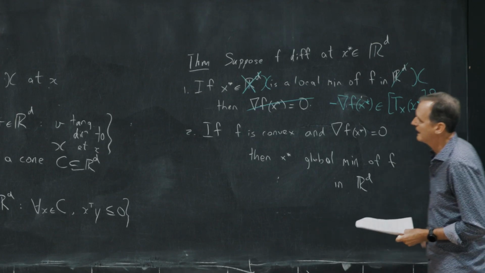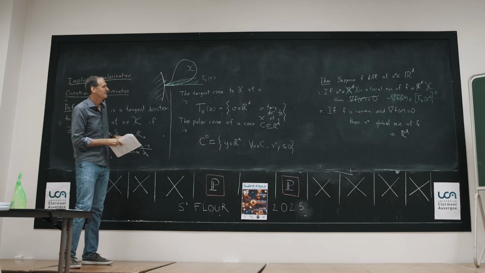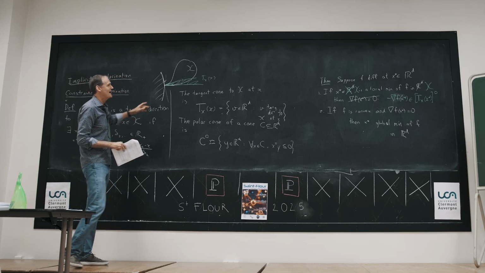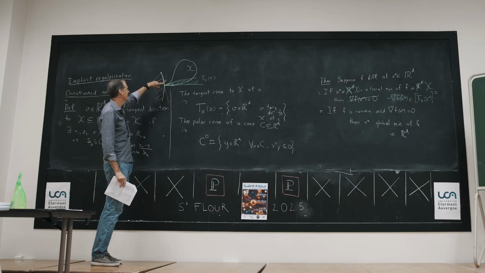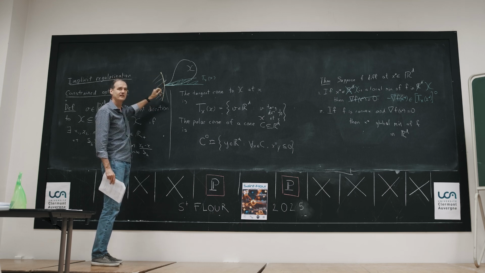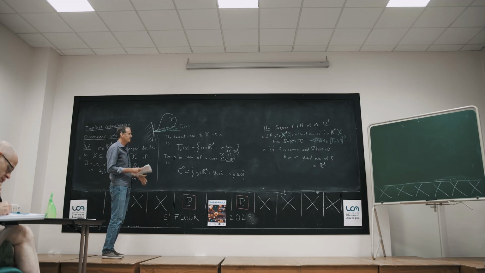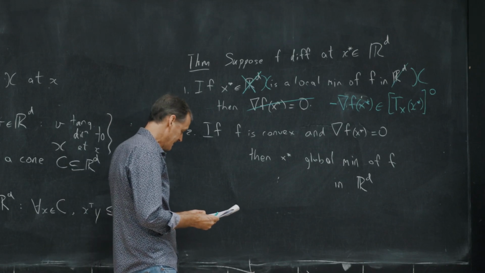Okay, so the picture to have in your head is where we want to decrease f. We want to find a minimum of f, but the only directions in which we can go to decrease f lie in this polar of the tangent cone. Okay, so this is the corresponding condition in the constrained case.